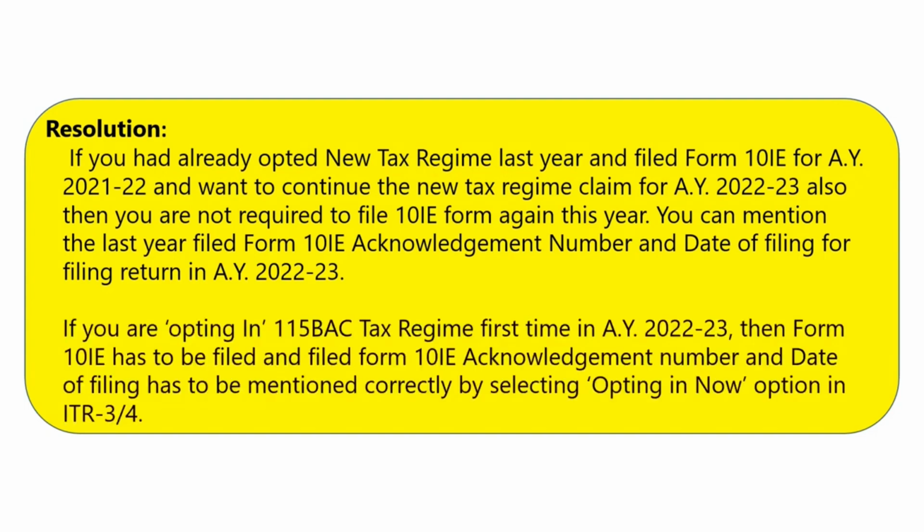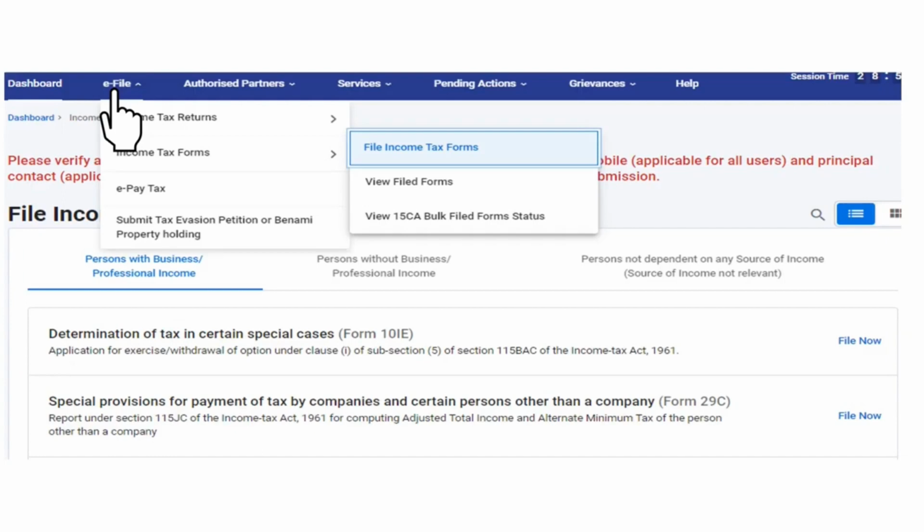However, if you're opting for the new tax regime for the first time in the current assessment year, then you're required to file Form 10IE. Let us look at step by step how do we file Form 10IE. In order to file Form 10IE, post login you can go on e-file tab and then reach to income tax forms. Click on File Income Tax Forms.